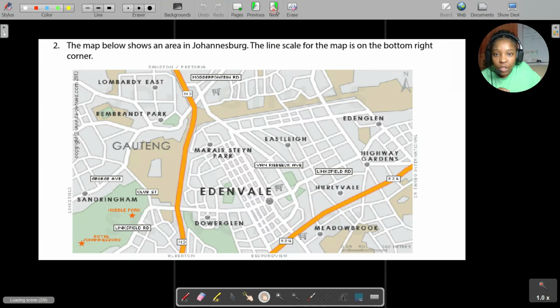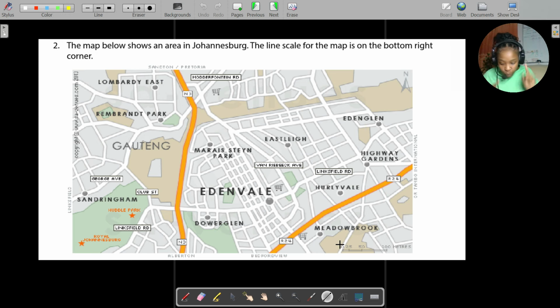Let's have a look at the next question. It says the map below shows an area in Johannesburg. But now we are given the line scale for the map on the bottom right corner. So now if you measure this line scale, please remember, I'm just going to tell you what it will be.